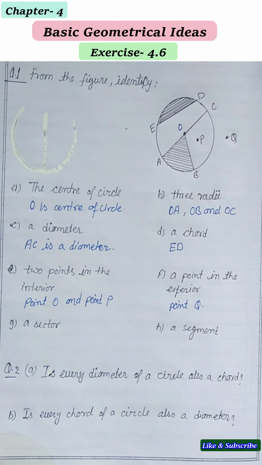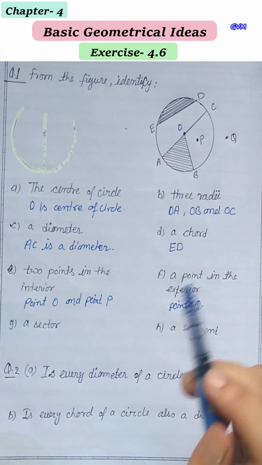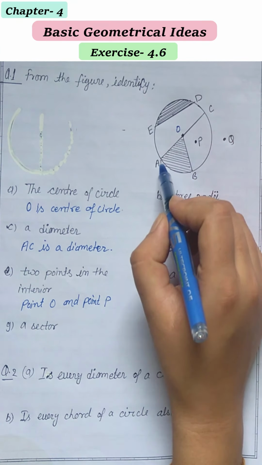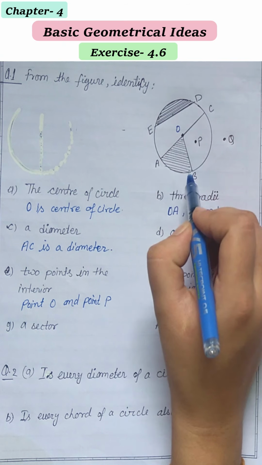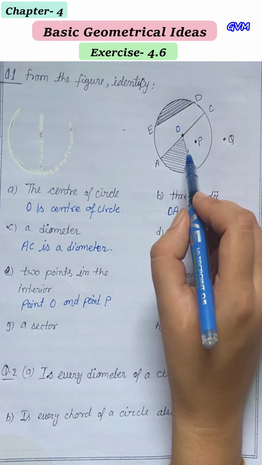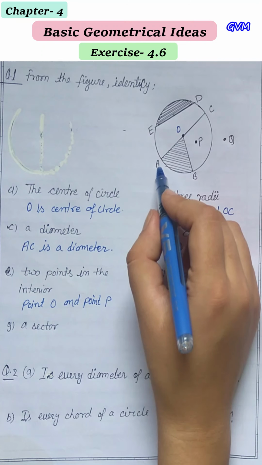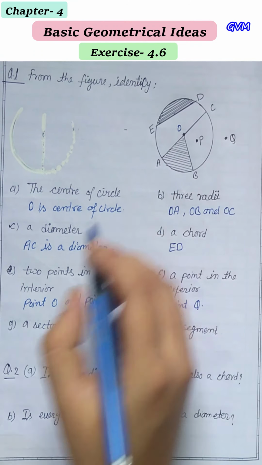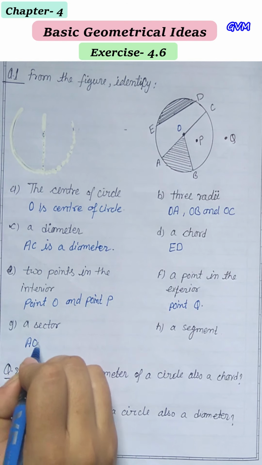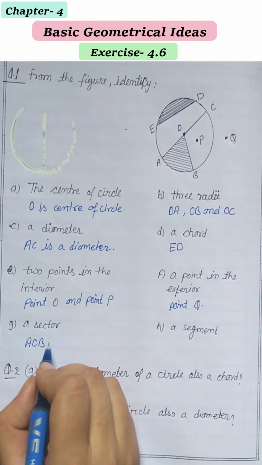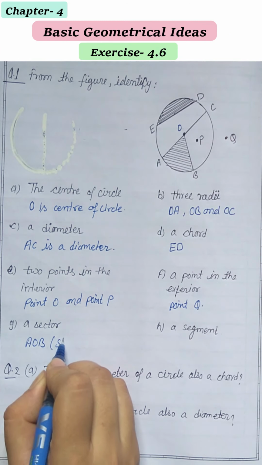Now G1 is a sector. So sector is a region in the interior of circle enclosed by an arc on one side and pair of radii on other 2 sides. So this is sector. According to the definition, this is enclosed by arc on one side and radii on the other 2 sides. That means this is our sector. So sector is AOB. Or we can say that shaded part.